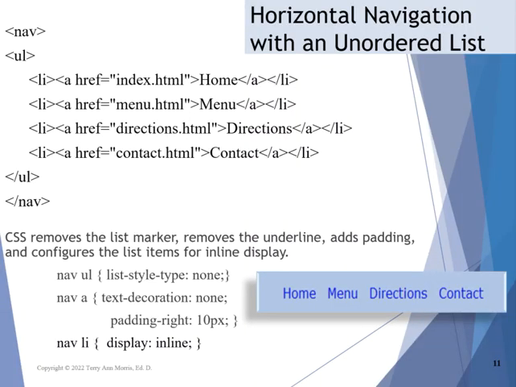Horizontal navigation with an unordered list. Looking into the slide, we can see a horizontal version of our unordered list navigation. This appears horizontal while the previous appears vertical. So let's jump into the code and make some changes.